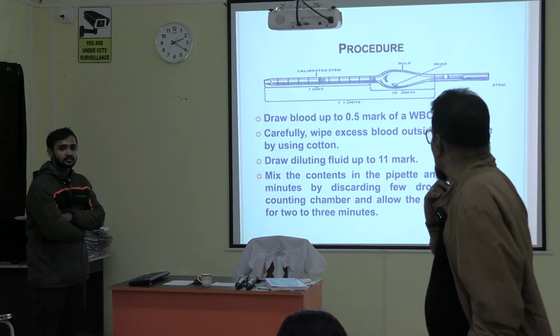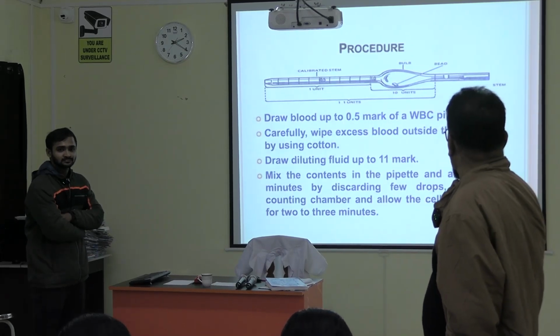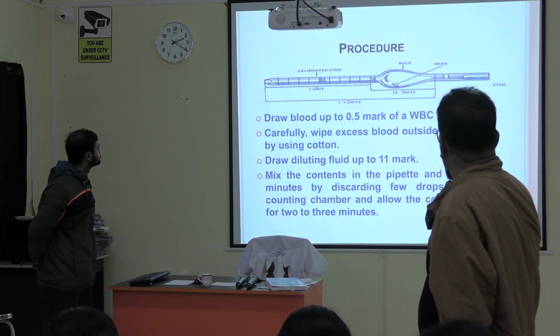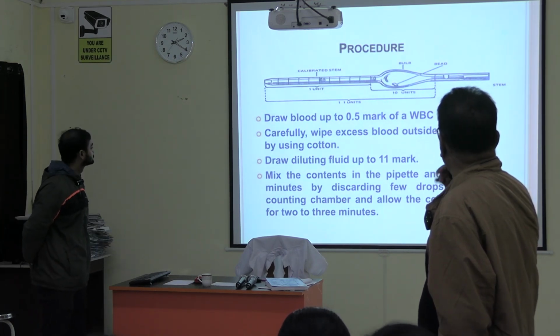Procedure, you know, is just similar to the RBC count, only up to 11 instead of 101.